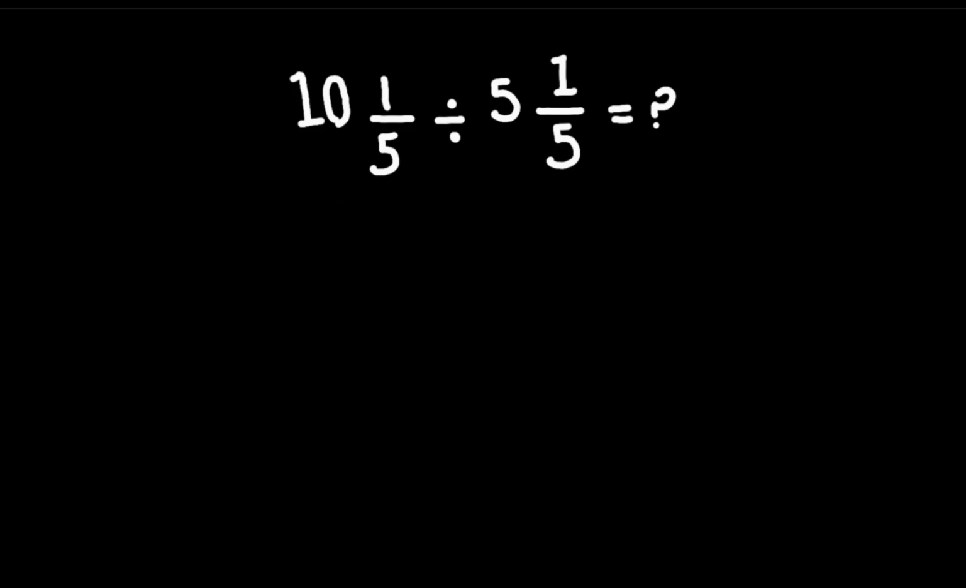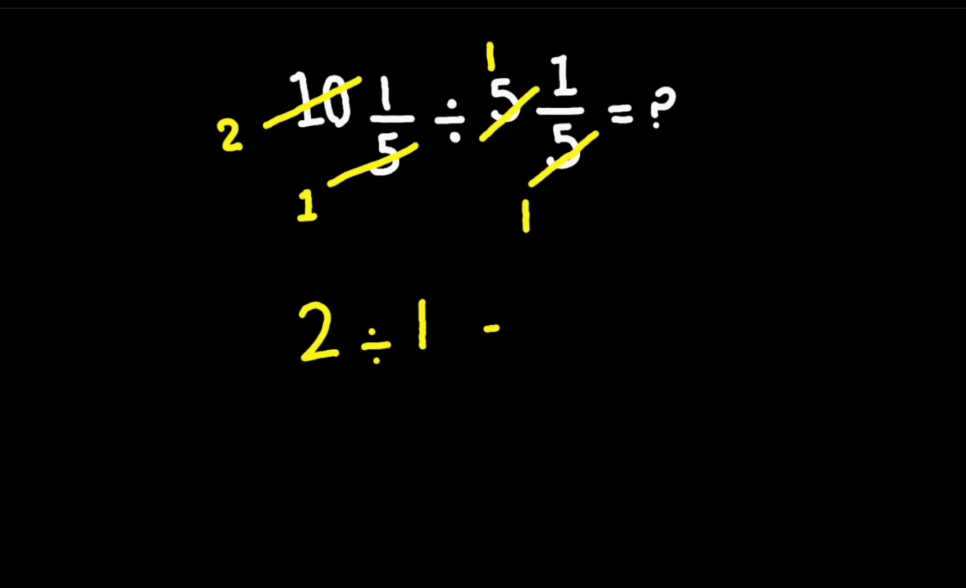We have 10 and 1 over 5 divided by 5 and 1 over 5. So we have 10 divided by 5 gives us 2. 5 divided by 5 gives us 1, and 5 divided by 5 gives us 1. Now we have 2 divided by 1. So this expression is equal to 2. But this answer is not correct.